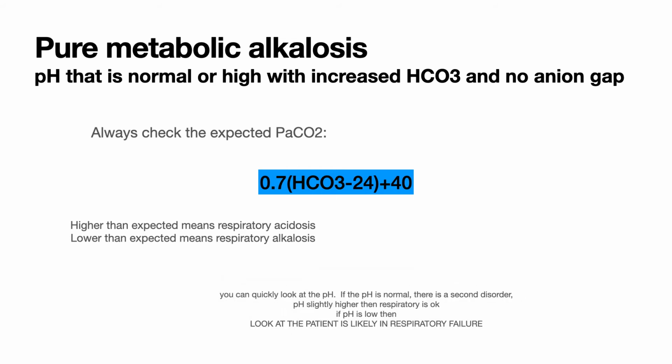But of course, you can quickly look at the pH, and if the pH is normal, likely the patient has another disorder and is overbreathing, if the patient just has pure metabolic alkalosis. If the pH is slightly higher, it's probably okay. And if the pH is low, look at the patient, because likely there is respiratory failure accompanying this metabolic alkalosis, which is clearly something that we see a lot with patients who have COPD.